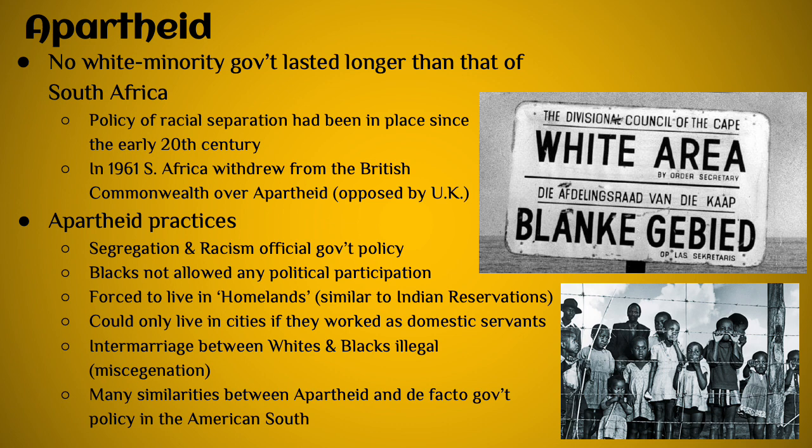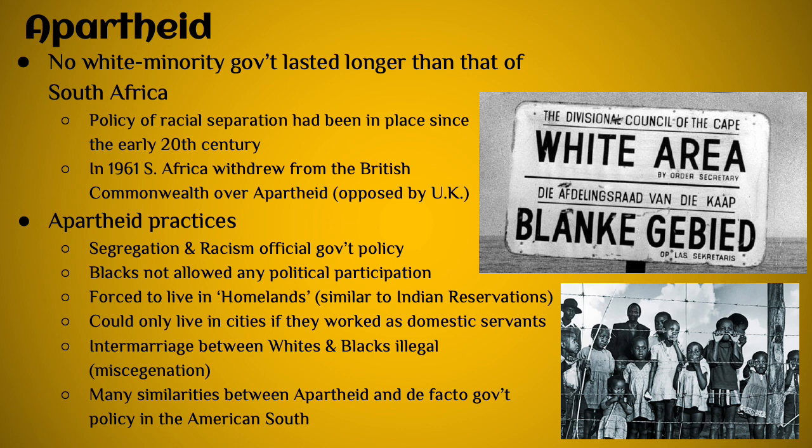Racism and segregation were official government policy in South Africa. South African blacks were not allowed any political participation at all. In fact, they were forced to live in what they called homelands, which are very similar to Native American reservations here in the United States. They were only allowed to live in the cities if they worked as domestic servants in white households.